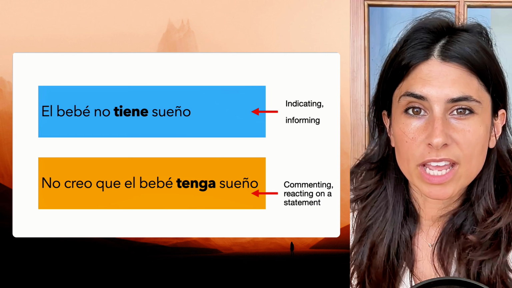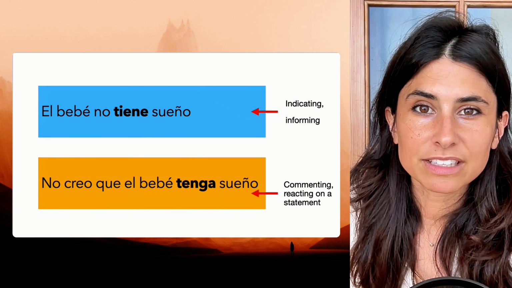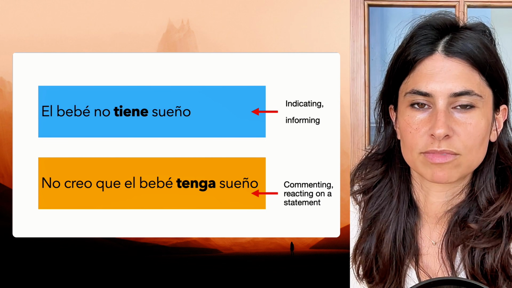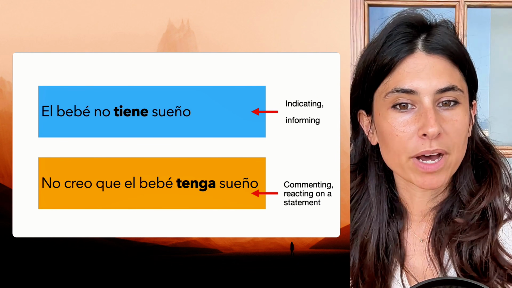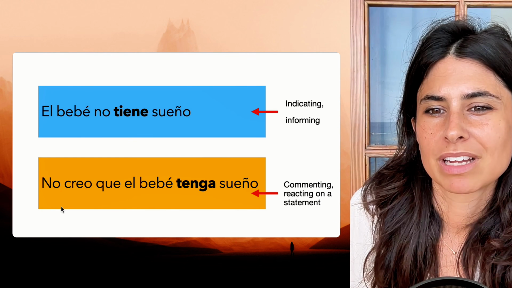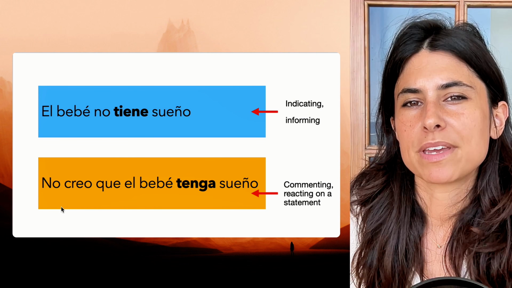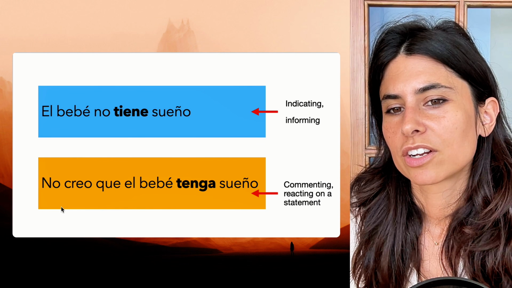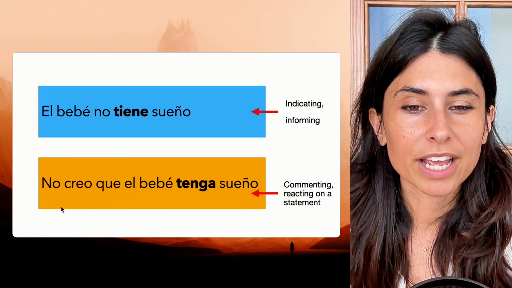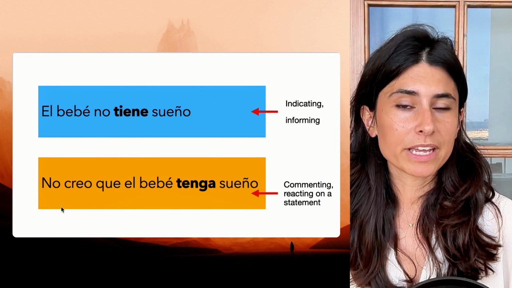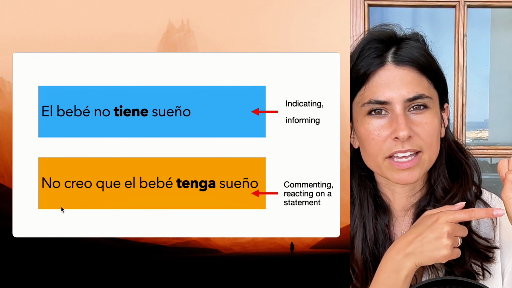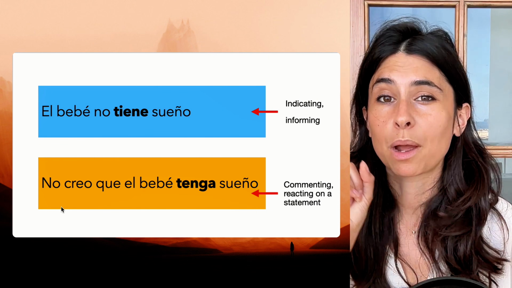El bebé no tiene sueño. I'm indicating here that the baby is not sleepy. Okay? No tiene sueño. Just giving information. But then, I say here, no creo que el bebé tenga sueño. I don't think that the baby is sleepy. Here, what I'm saying, why I'm using subjuntivo here is because to the fact that the baby is sleepy, I'm saying, I don't think so. I don't think that the baby is sleepy. Okay?